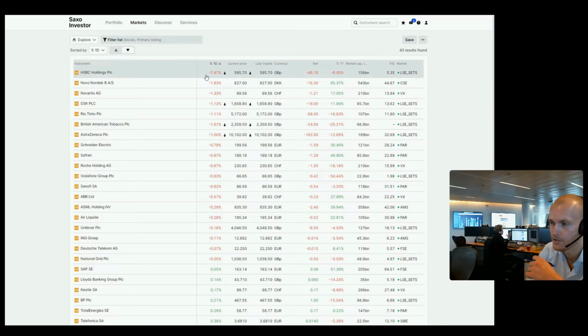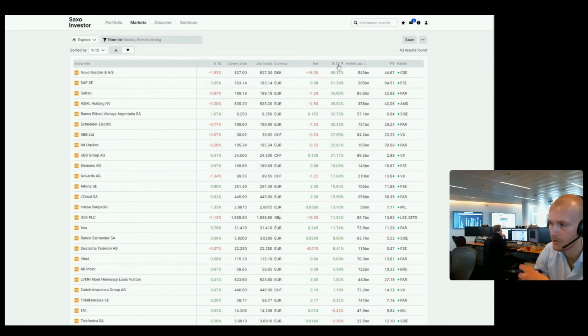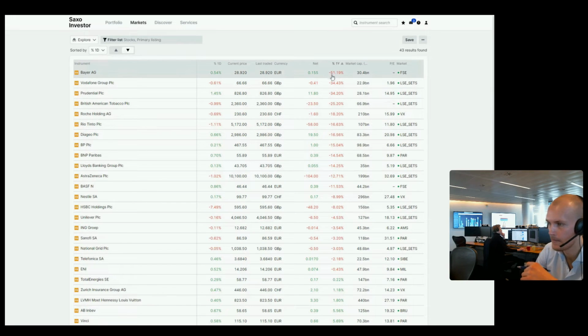But if you're a really long time investor, looking at a 1 day percentage increase or decrease is probably not the best thing for you to do. So what you would perhaps look at is 1 year percentage, which is further here over to the right. Again, you can sort it. 65% up, Novo Nordisk. That's a Danish company. We're really happy for that. And worst performing, Bayer AG, 51% down.